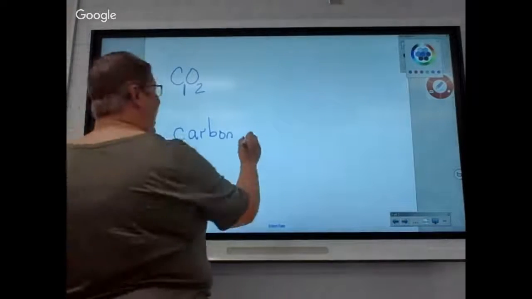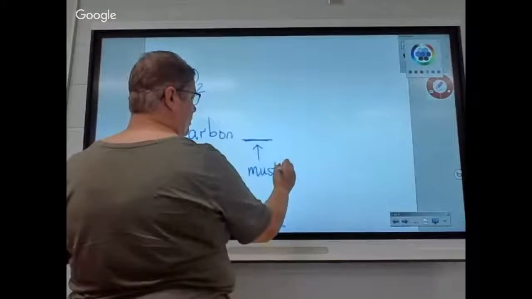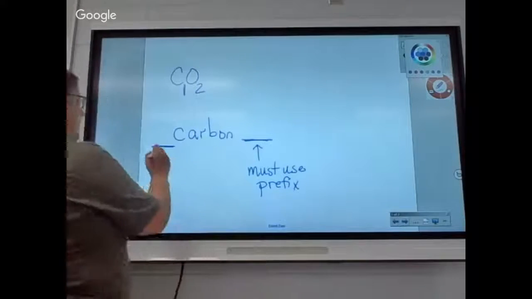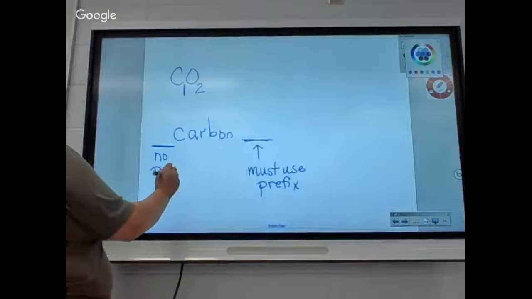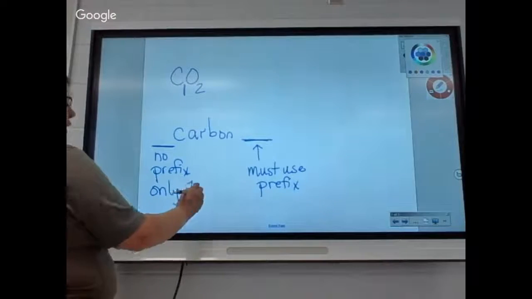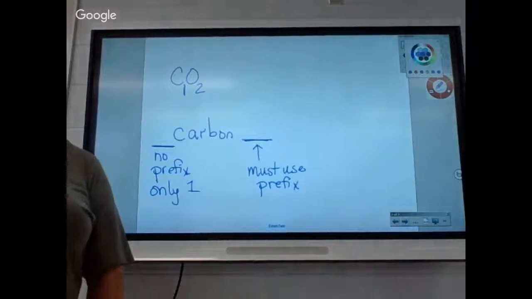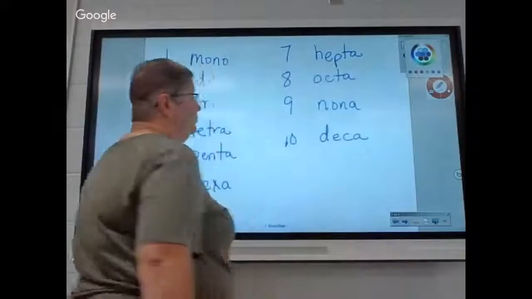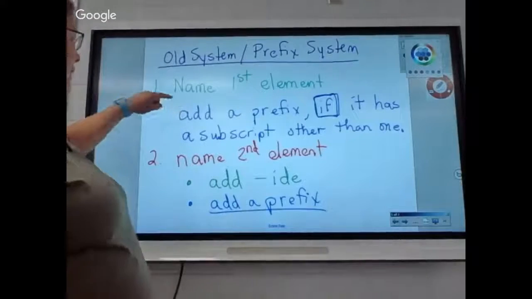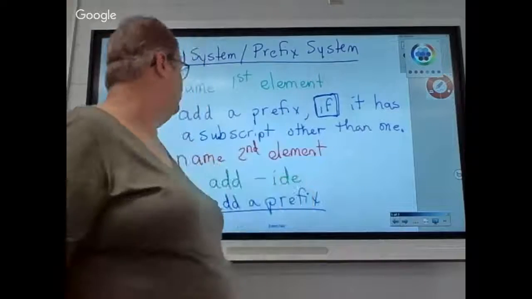The second element has to have a prefix, okay? Must use a prefix here. This one has no prefix because there is only one. Okay, do you see the difference, according to the steps we just wrote down? Now go back. All right, name the first element. Add a prefix if it has more than one.